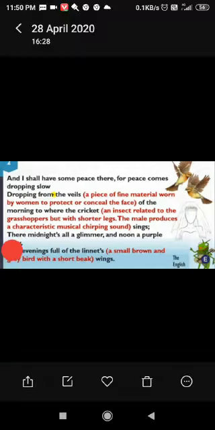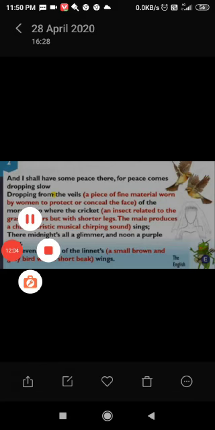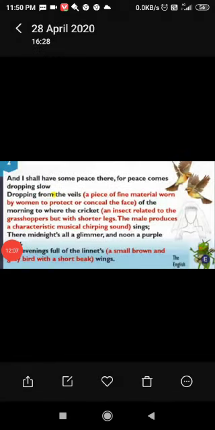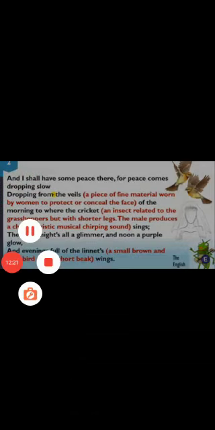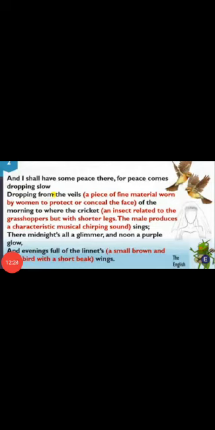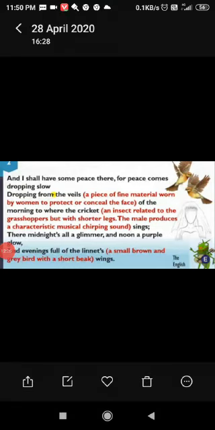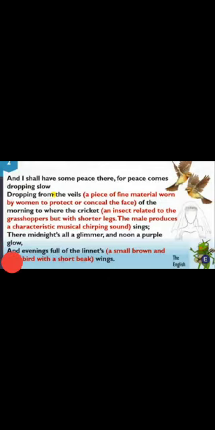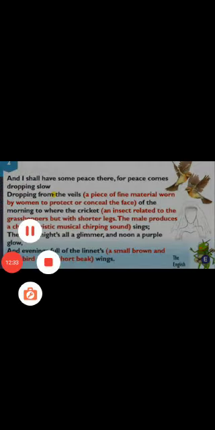See students, I have described only two stanzas today. Why am I not explaining the third stanza? Because I don't want to make the video lengthy. So we will end this session now. Tomorrow, or whenever the turn comes, I will send you the further stanza explanation, and I will also describe the question answers.